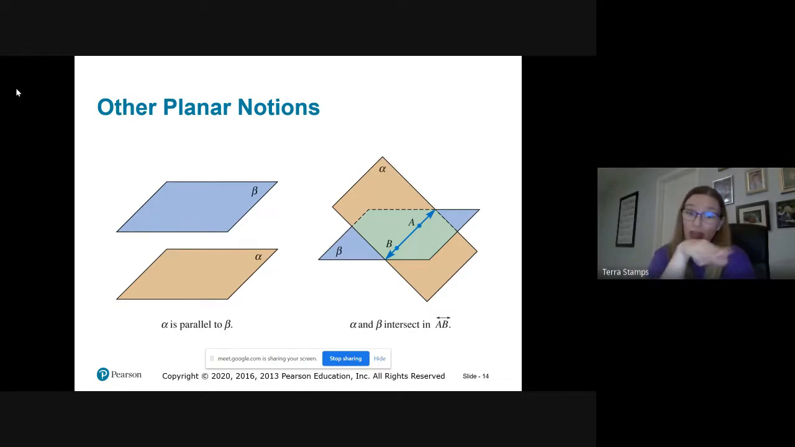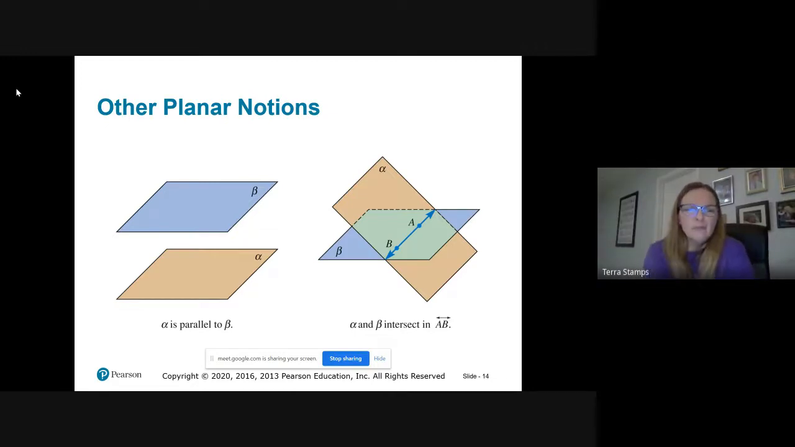Okay, so we mentioned earlier about how planes intersect. Planes can be parallel. Okay? Planes extend infinitely. Don't be fooled that it's just a certain little rectangle. Just like lines, they extend infinitely.